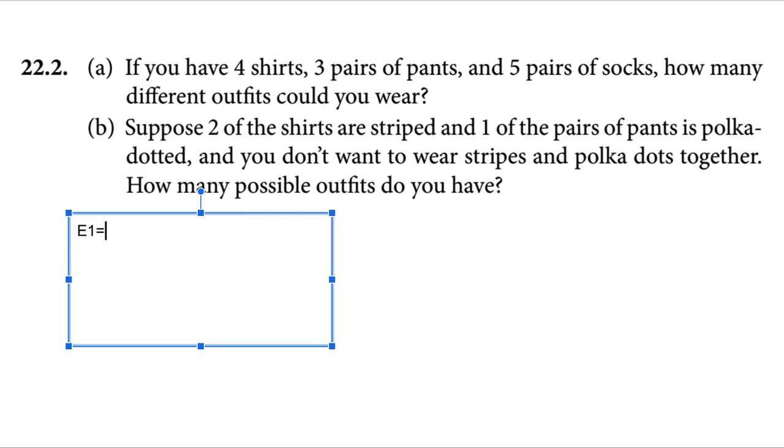So event 1, event 2, and event 3. Suppose 2 of the shirts are striped and 1 pair of pants is polka dotted. You don't want to wear stripes and polka dots together. So the first event is you wear stripes only. The second, you wear polka dots only. And the third one is none of them. So for E1, 2 of the shirts are striped, right? So you wore a striped shirt, so you have 2 choices to choose the striped shirt from.